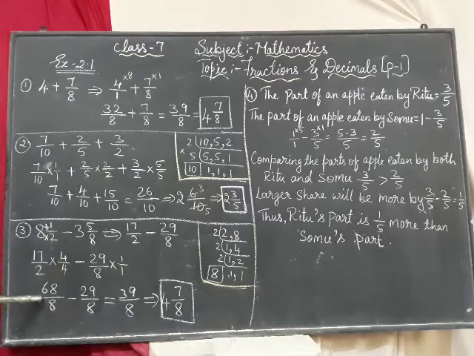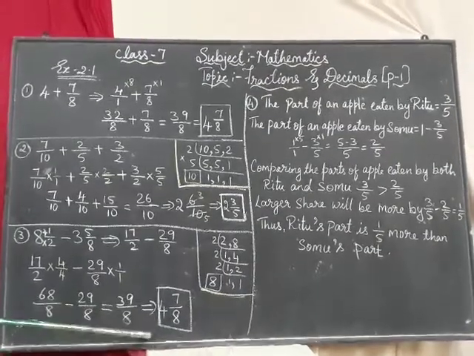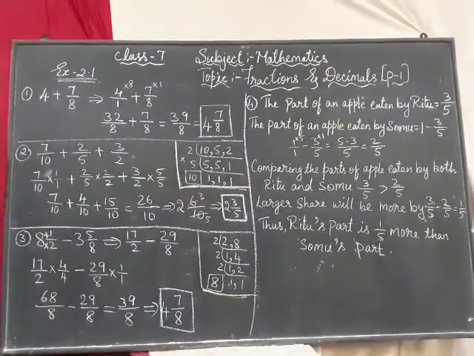So what happens? 17 into 4 is 68 by 8. Then 29 into 1 is the same number, 29 by 8. Keep the denominator as it is. Subtract the numerator. 68 minus 29 will change into 39 by 8. Now what we have to do? We should give it in a mixed fraction because it is improper. Divide this number. 8 4s are 32. 7 by 8. Right.